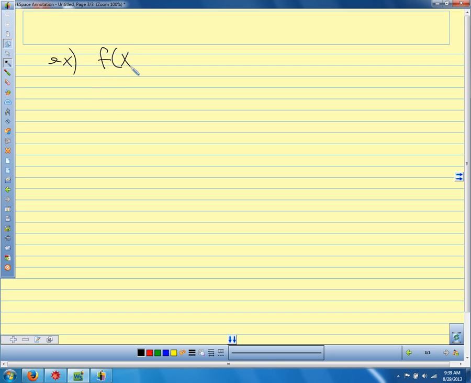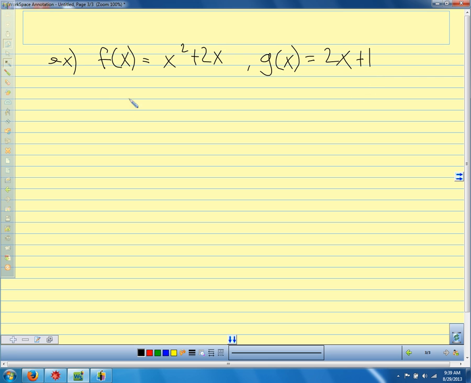f of x is x squared plus 2x. And g of x is 2x plus 1. We want to make the composition f of g of x. So Samuel, can you help us out? You plug in 2x plus 1 for all the x's. Okay, plug in 2x plus 1 for all the x's. So how would we start writing our composition?